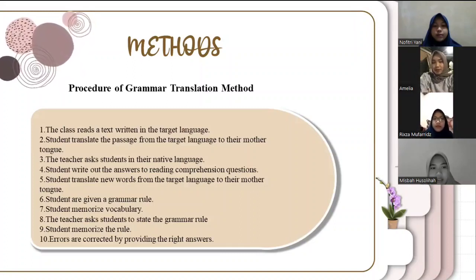Students are given a grammar rule. Students memorize vocabulary. The teacher asks students to state the grammar rules. Students memorize the rules. And the last is errors are corrected by providing the right answer. Okay, that's all from me. Back to moderator.